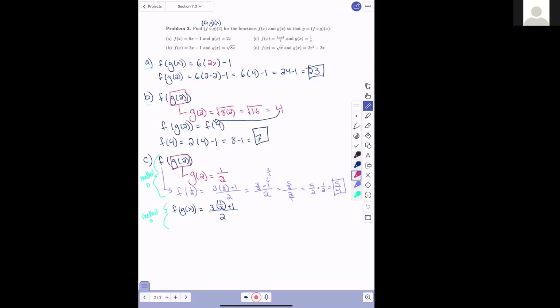Okay, where right here is the g of x. And now f of g of 2, we're just plugging 2 in for there. So we have 3 times 1 over 2 plus 1 divided by 2. And then you end up in the same position.